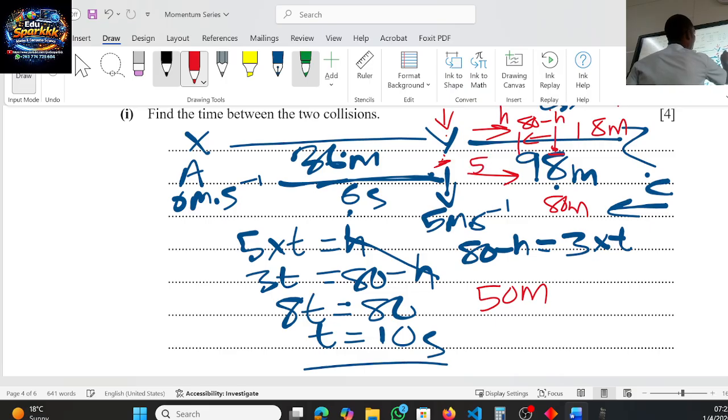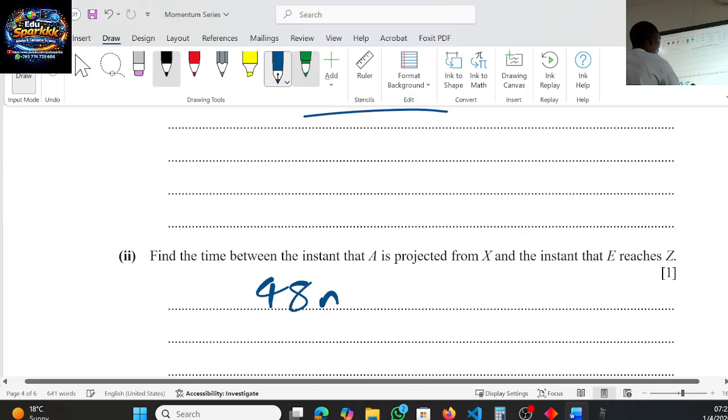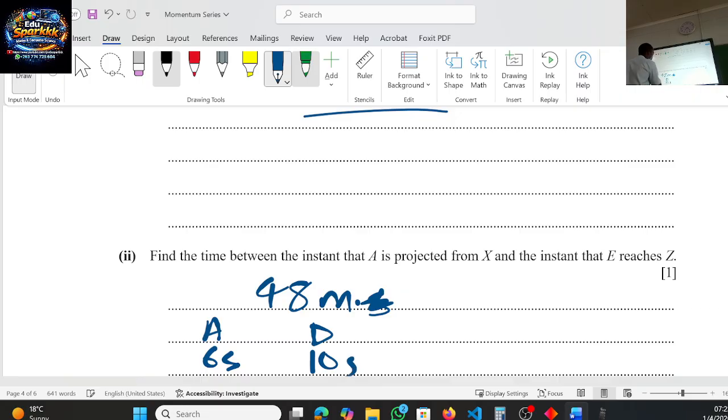So this will have moved 50 meters. Then they collide to form object E. So going this way now is 30 plus 48. So whatever we do below, we are left with 48 meters to be covered. Find the time between the instant that A is projected from X and the instant that E reaches Z. So what we have seen is that in the first section, or in the first collision, A moves 6 seconds. Then we looked at D, which moved 10 seconds before they coalesced.